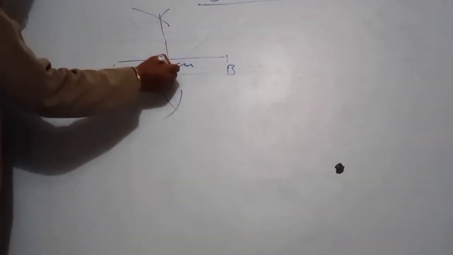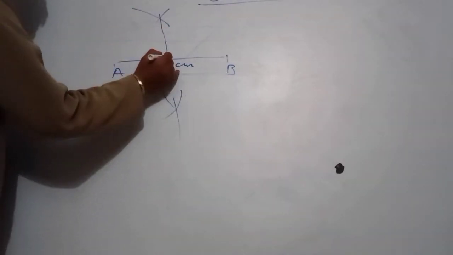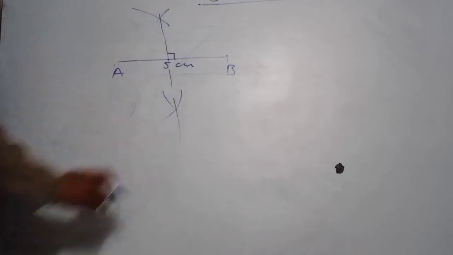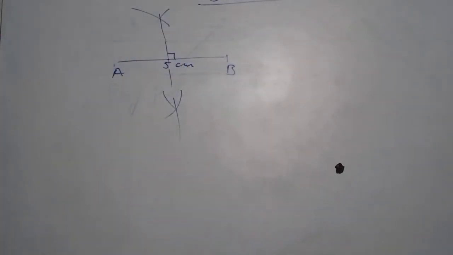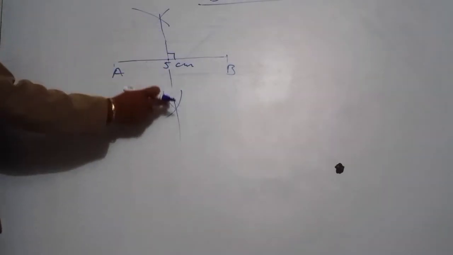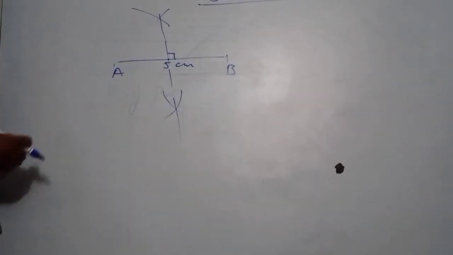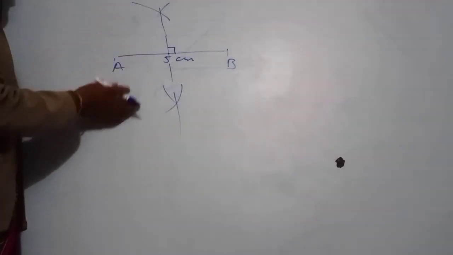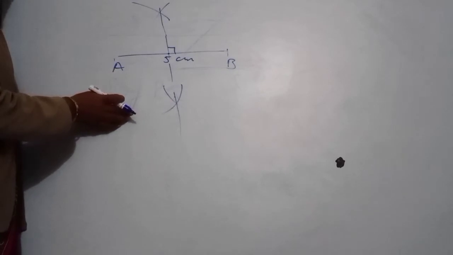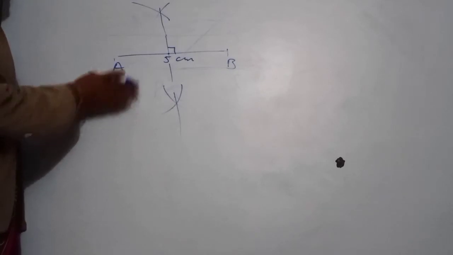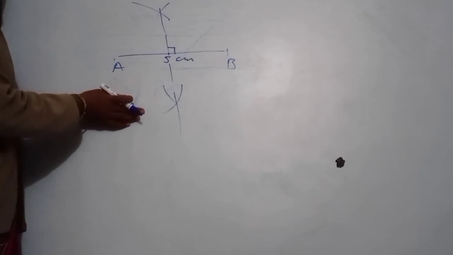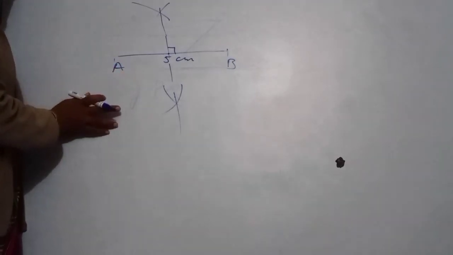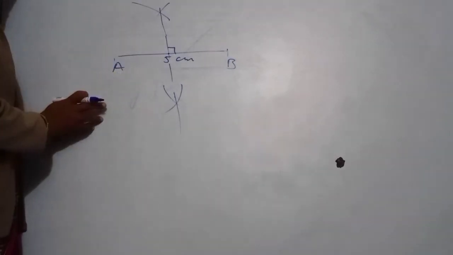Join this. Here an angle of 90 degree is formed. This is the bisector of the side. We bisect segment AB. I did it roughly, but you have to use a compass. Without a compass, construction is not possible. I don't have a compass now, so I am doing it on my own.